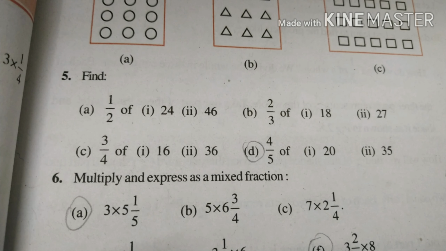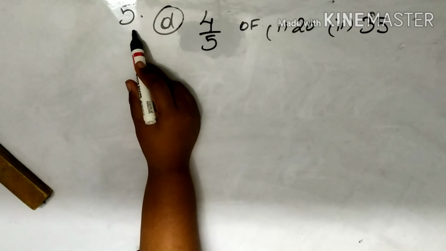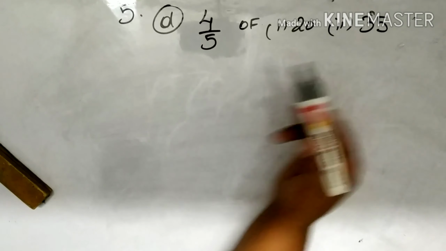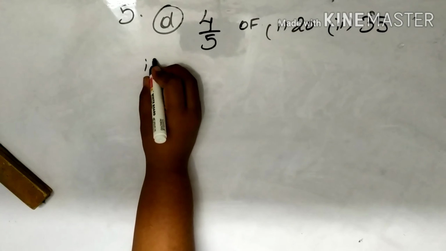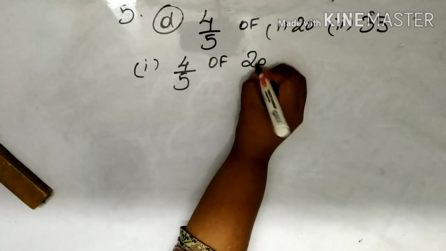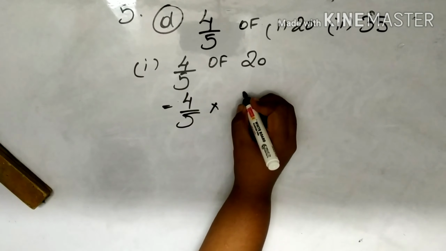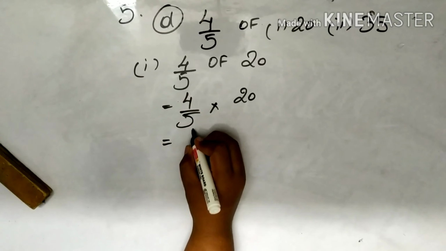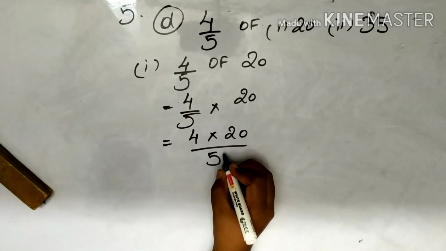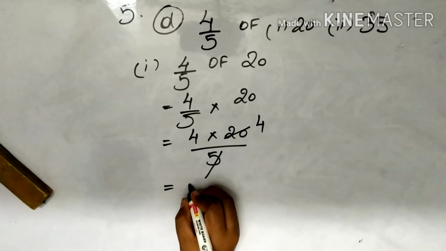Now let's try the fifth question. The D part of the fifth question says 4 by 5 of 20 and 4 by 5 of 35. Let's solve the first part first, which says 4 by 5 of 20. That means 4 by 5 into 20, right? That means 4 into 20 divided by 5. Now simplify it. It will come as 4, and the answer will be 16.